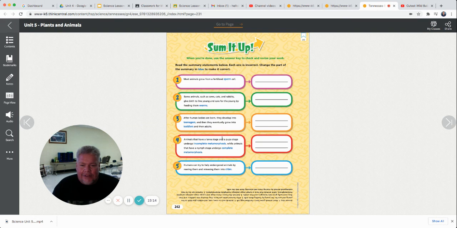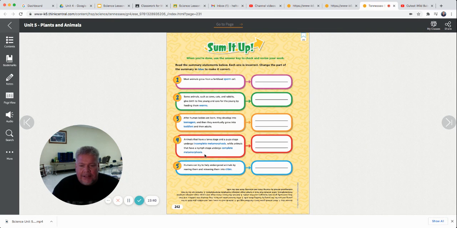Animals that have a larva stage and a pupa stage undergo, that should be complete metamorphosis. That's hard to write on that line, but right, complete metamorphosis. While animals that have a nymph stage undergo incomplete. So those should just be reversed. Remember, complete metamorphosis, egg, larva, pupa, adult. Incomplete is egg, nymph, adult.